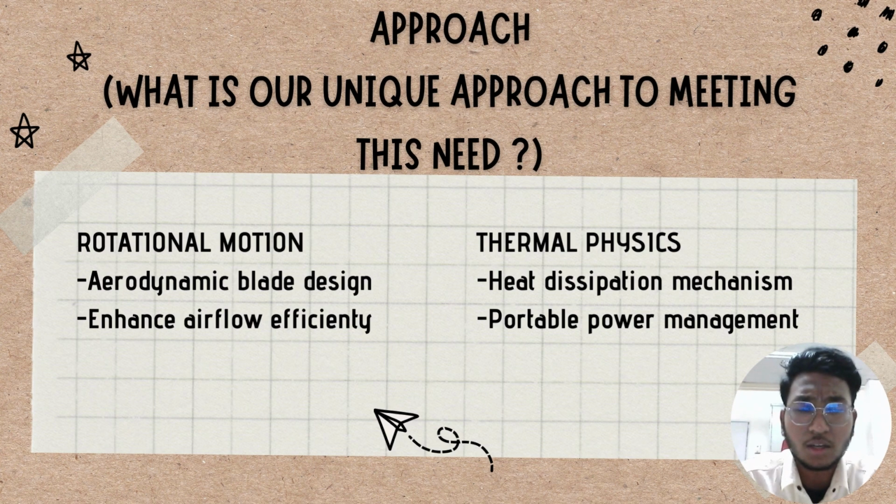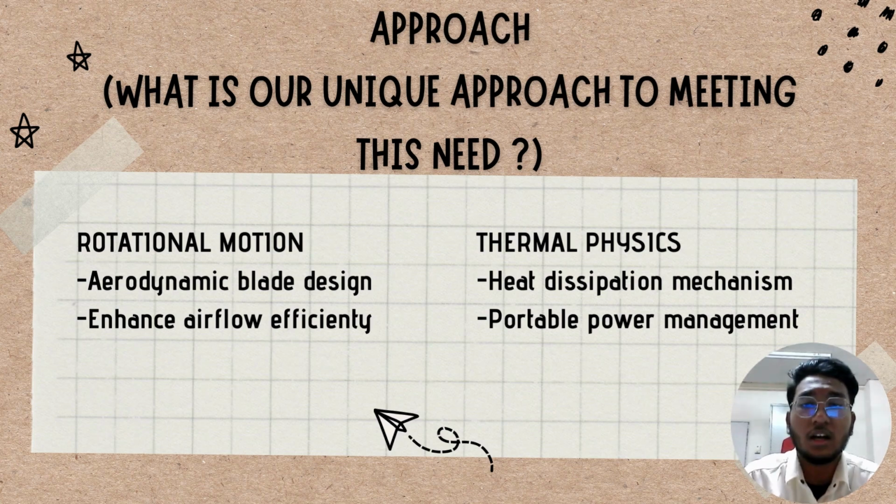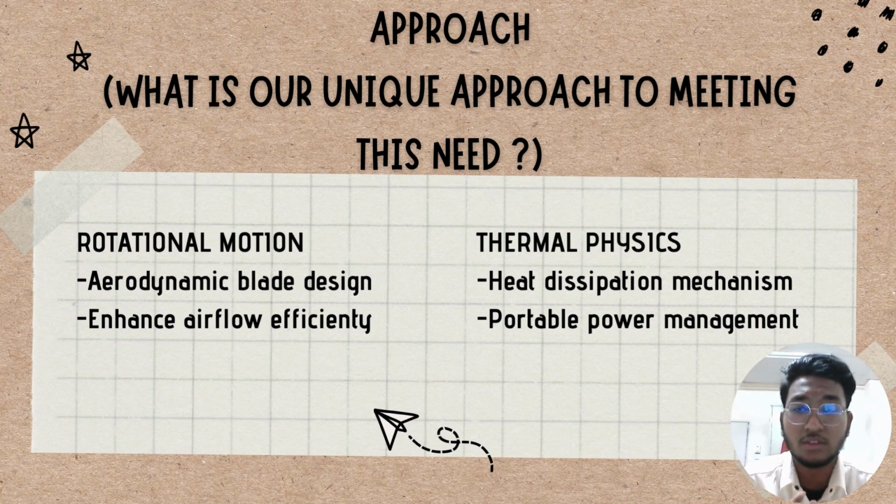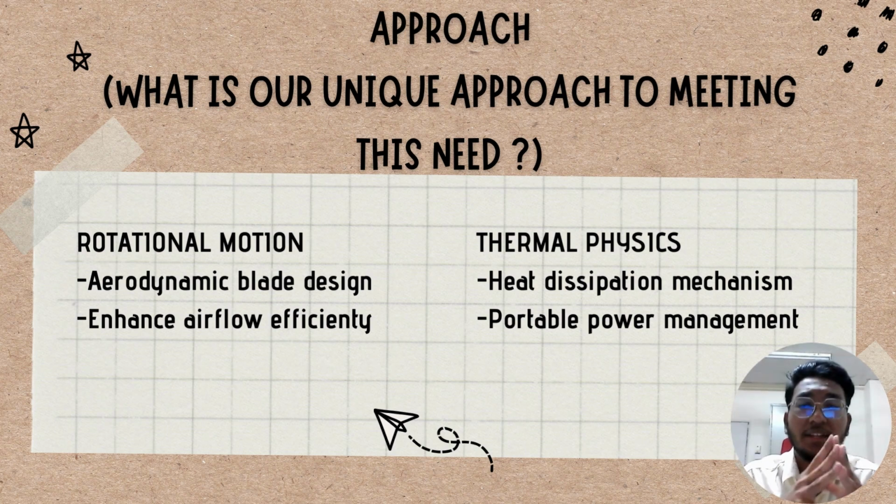Right, now we're going to the approach section, where we're going to talk about our unique approach to meet this need. The first factor of our unique approach is rotational motion, and the second one is thermal physics. These two factors are the most important approach for us to meet this need. For the rotational motion, we use the aerodynamic blade design and also enhance airflow efficiency to make it less wobbly, and also making the air blow from the fans even stronger than the rest of the products in the current market.